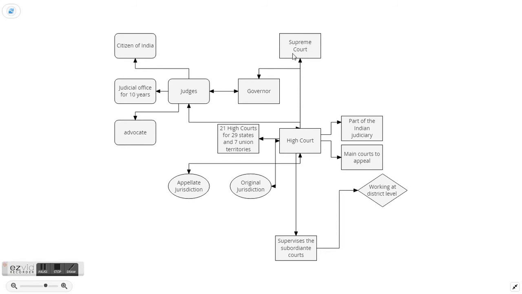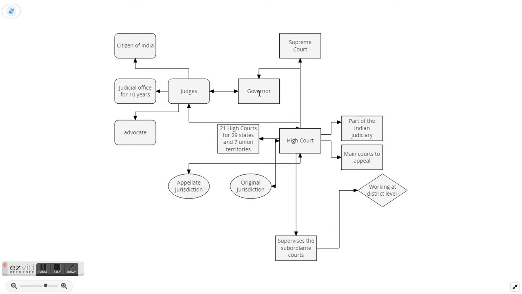The number of judges of each high court is determined by the President. So the President determines the number of judges of the high courts. The judges of a high court are appointed by the President of India. While appointing the Chief Justice of a High Court, the President has to consult the Chief Justice of the Supreme Court. So with the consent of the Chief Justice of the Supreme Court, the President appoints the judges of a High Court.